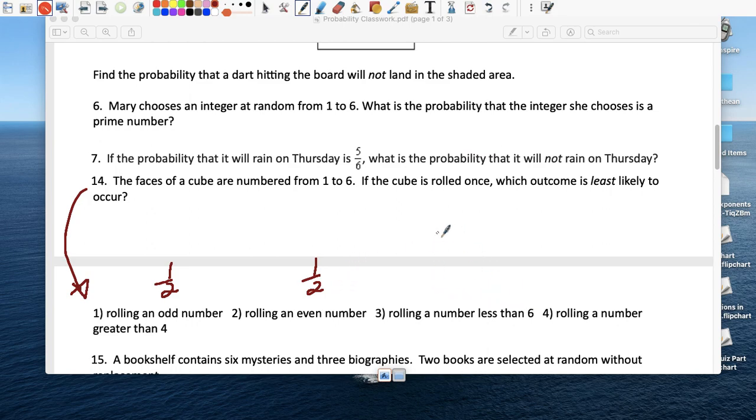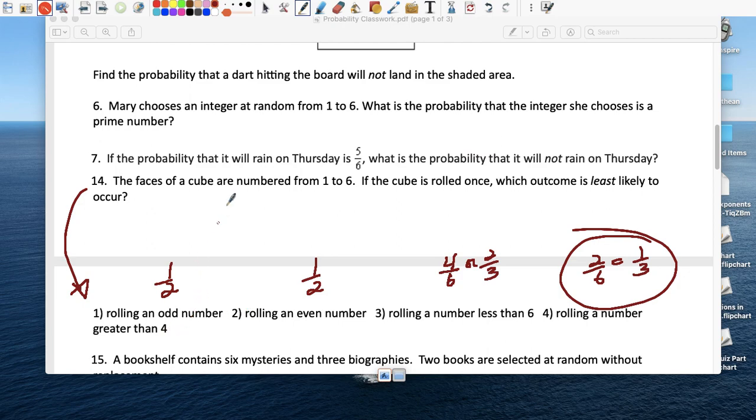A number less than 6 would be 4 out of 6, right? No, sorry, less than 6 would be 4, 3, 2, 1, which is 4 out of 6, I'm correct, or 2/3. And the probability of rolling a number greater than 4 would be 2 out of 6, or 1/3. So which of these four is the least likely to happen? That one.